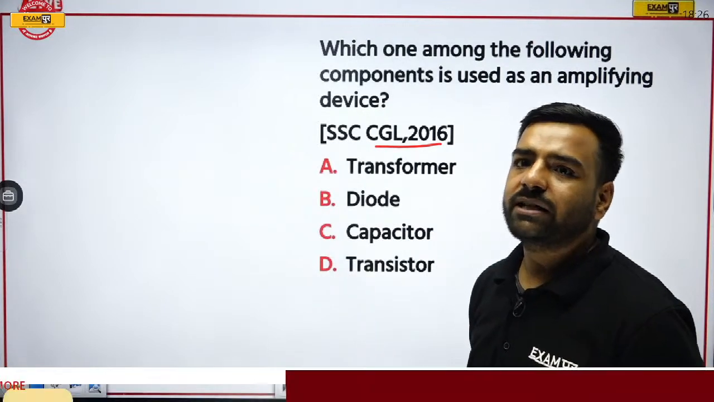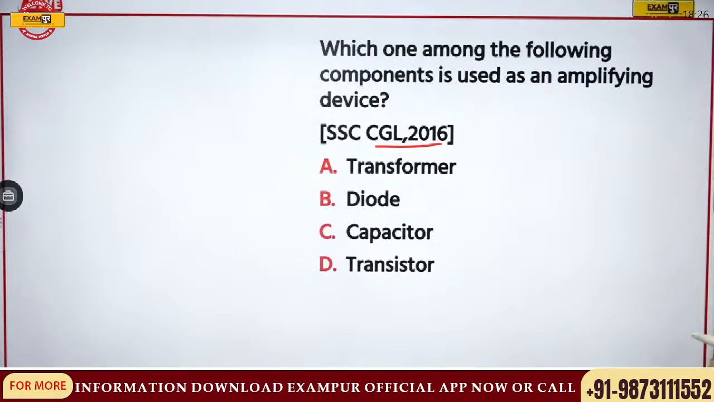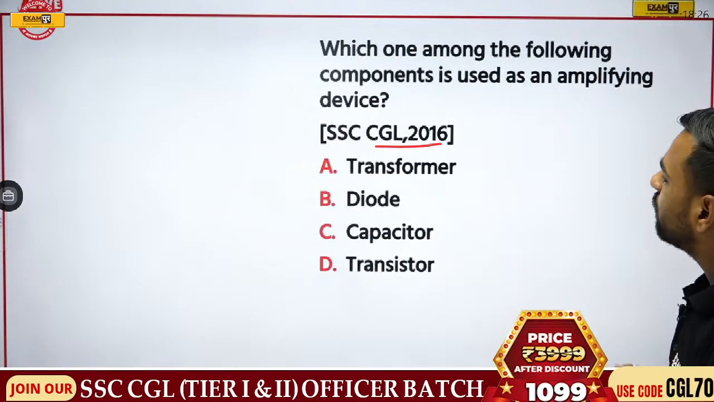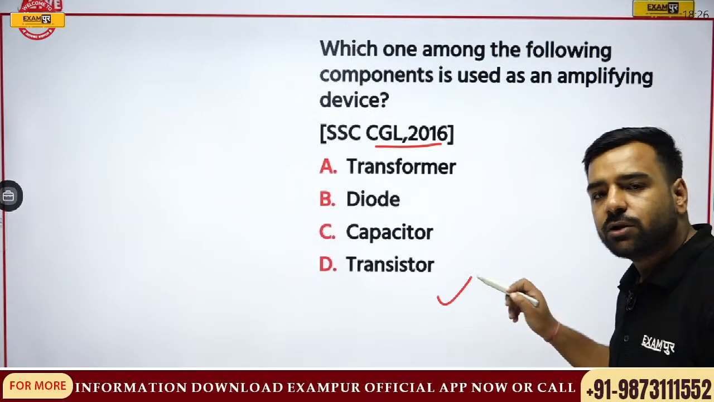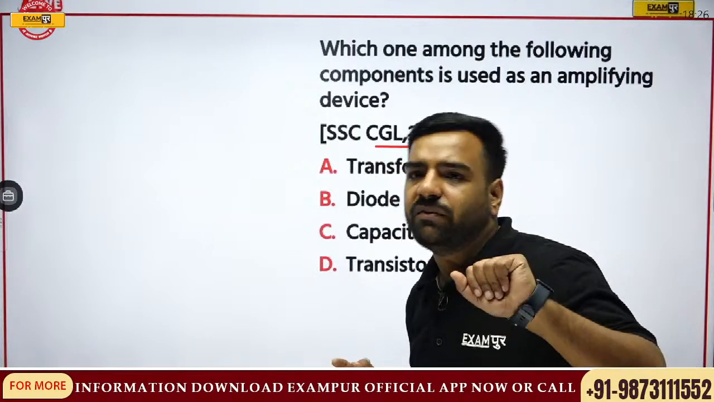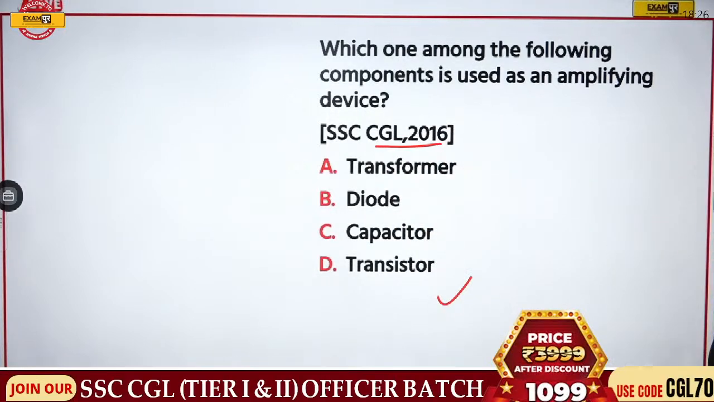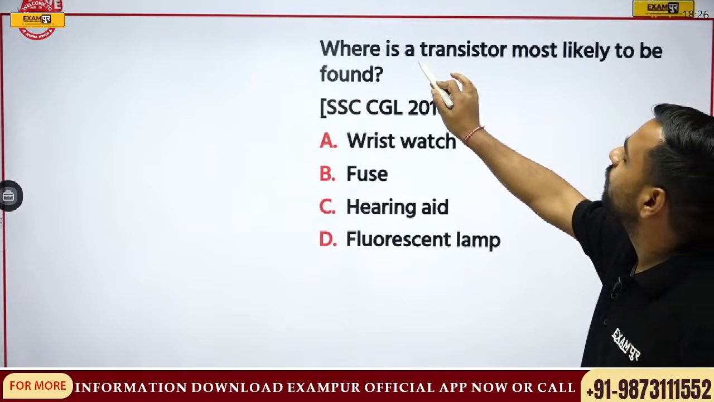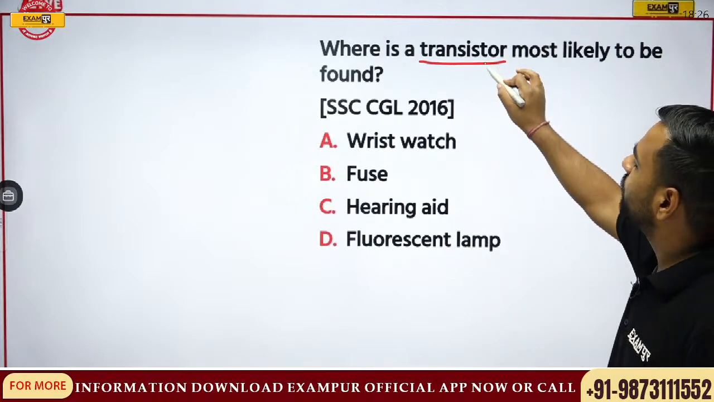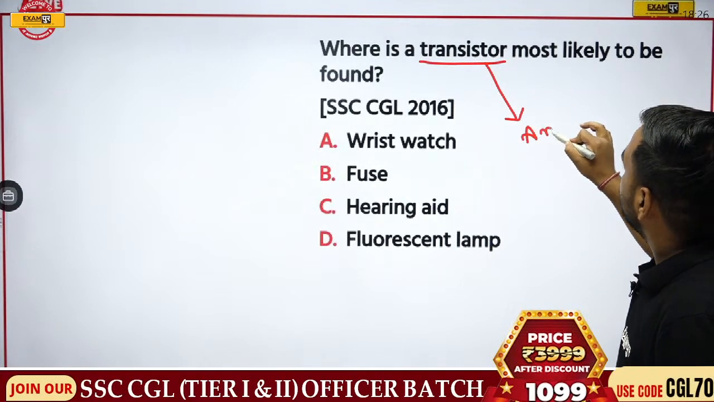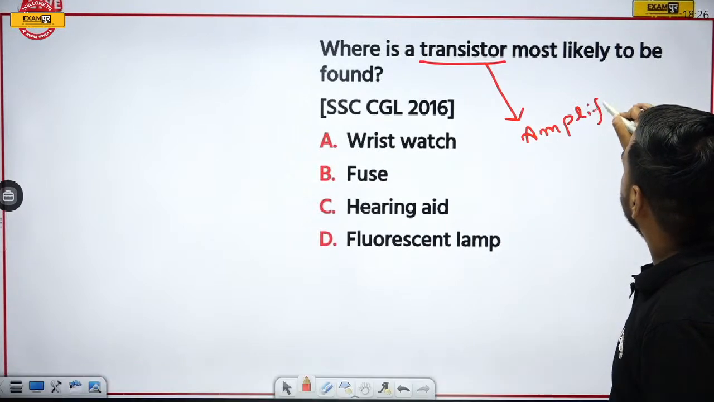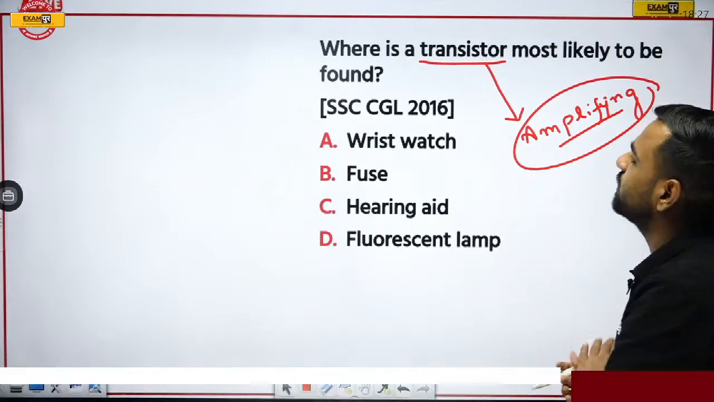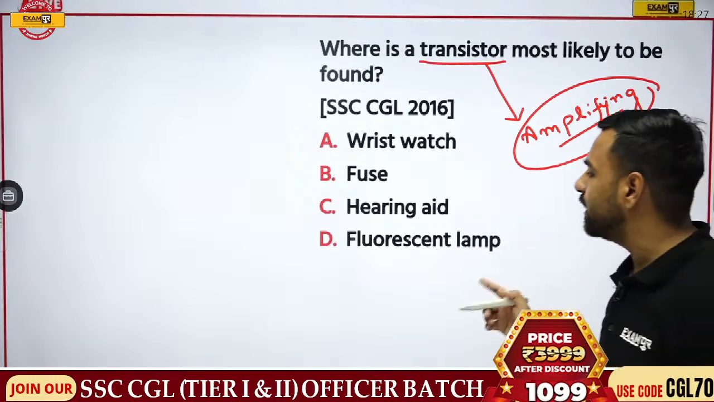So the next question, and Ganesh has given answer B. See, which one among the following components is used as an amplifying device? So please remember, if I talk about an amplifying device, we will be using transistors. So transistors are actually used as an amplifying device. Now one more question is there, in that I will explain this. The question is, where is a transistor most likely to be found? And I have already told you, transistor is actually used as an amplifying device, right? Now my question is, where are we using this transistor? Is it in a wristwatch, fuse, hearing aid or fluorescent lamp?